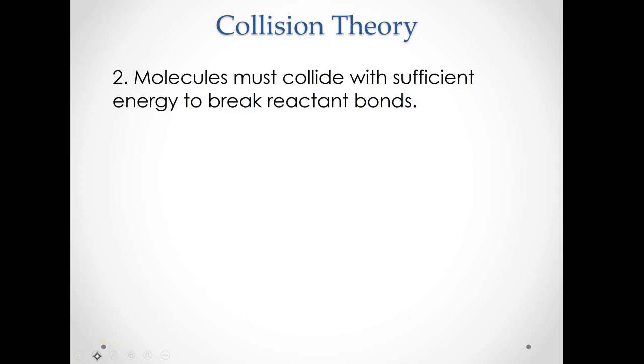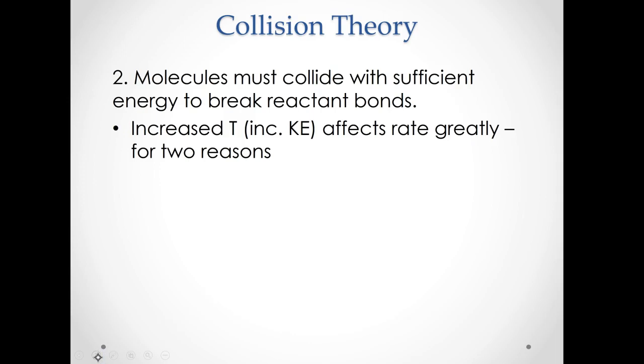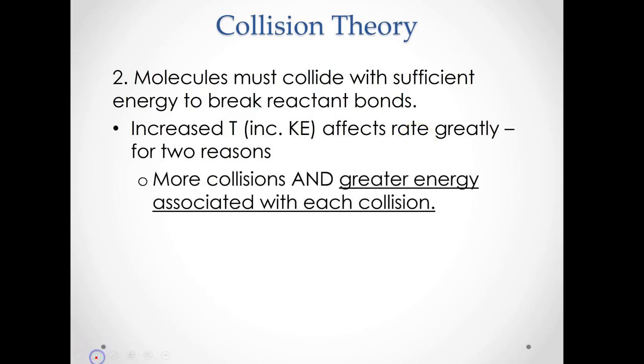So the second thing they have to do is collide, but they have to collide with sufficient energy to break the bonds. And that is affected by two things. Temperature affects the rate very much for a couple of reasons. Number one, there are more collisions and a greater energy associated with each collision. You have to give them enough energy to collide with each other more often, and every time they hit, they have to hit harder.